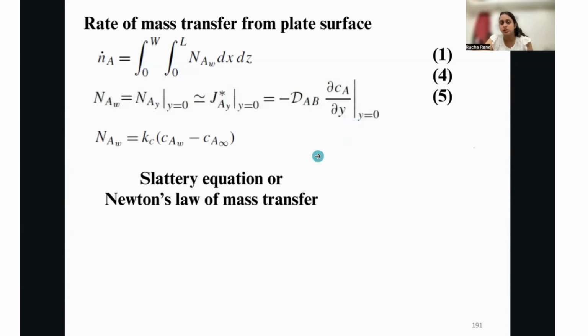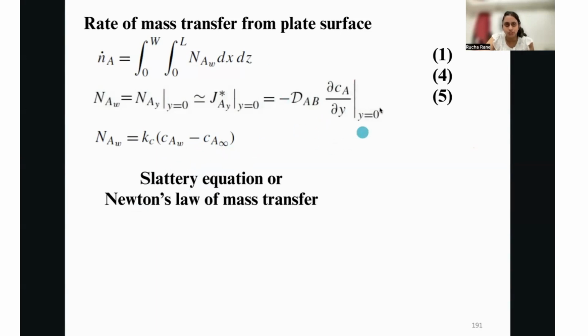This is very similar to how the Newton law of cooling came into place. It is the very same context here. So the Slattery equation states that the mass or molar flux is equal to Kc into CaW minus Ca infinity. Now Kc is your mass transfer coefficient, and CaW is your concentration of species A at the wall minus the concentration of species in the bulk, Ca infinity. Okay, this is the Slattery equation.